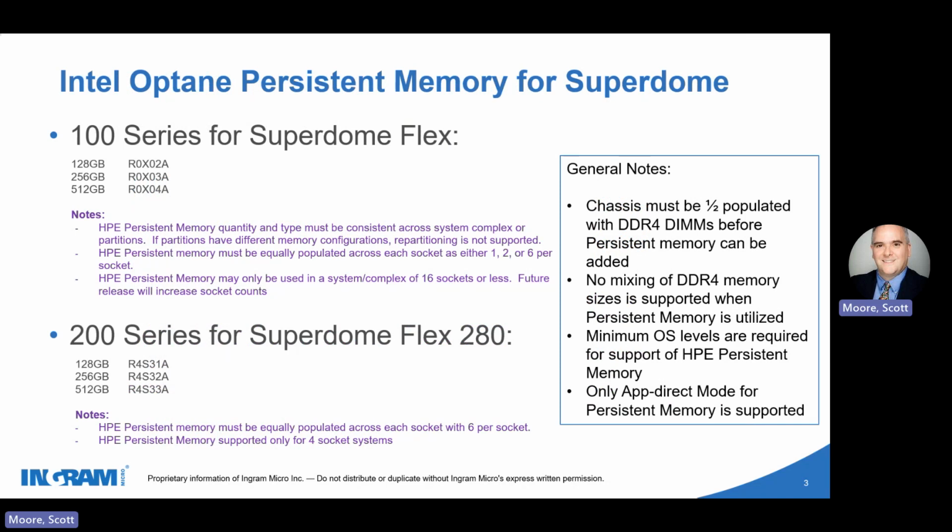Beyond the more common industry standard server lines, HPE also offers PMEM compatibility in their Superdome Flex and Superdome Flex 280 platforms. The Superdome Flex uses 100 series PMEM, while the newer Superdome Flex 280 uses the 200 series PMEM. General notes on memory population rules, as well as specific rules for each of the two server families, are listed here for reference, as are the HPE part numbers for all the options.